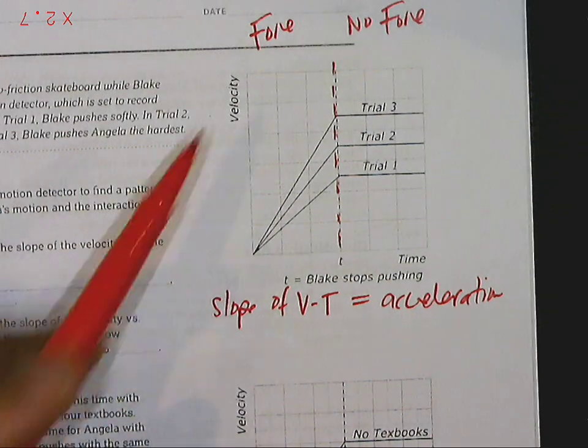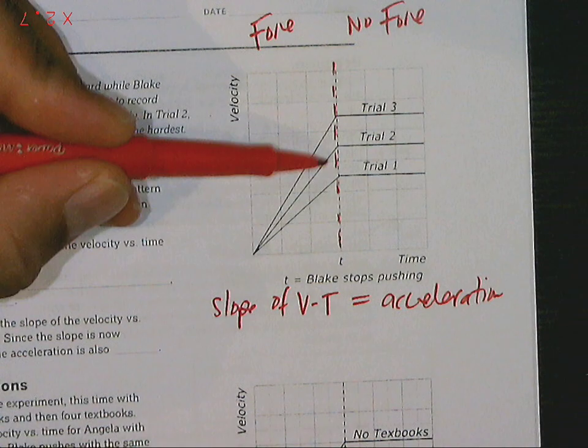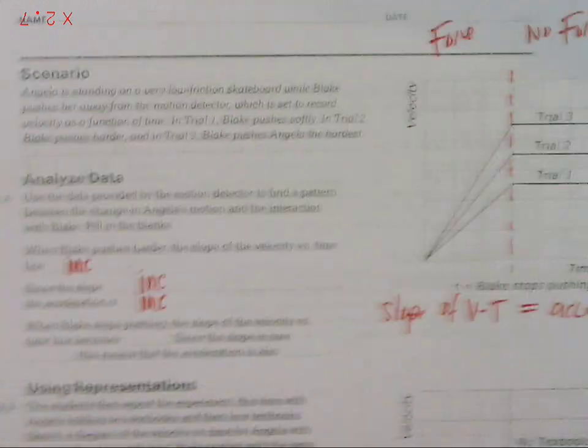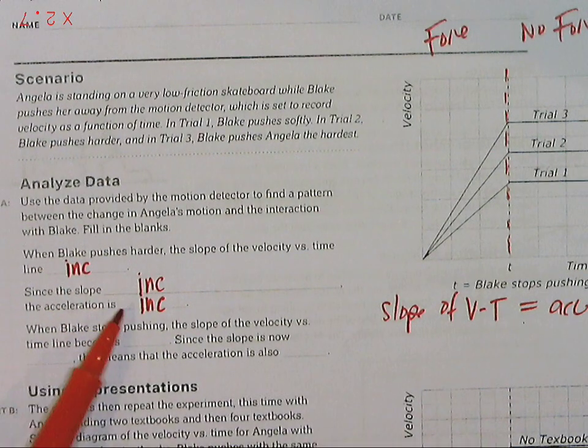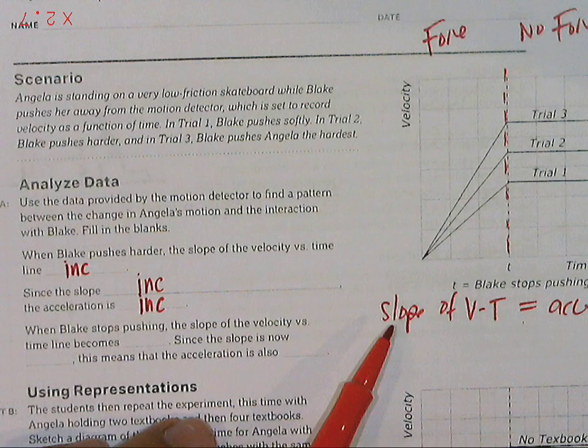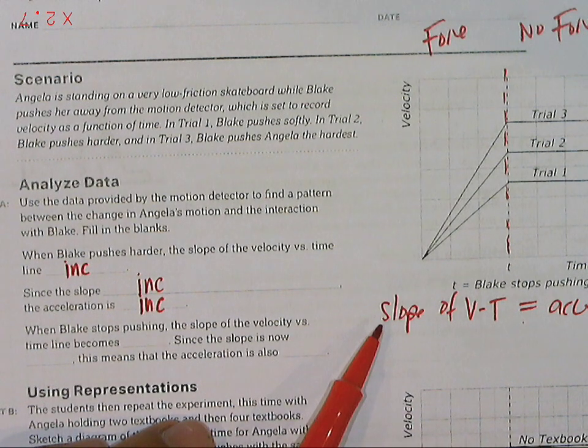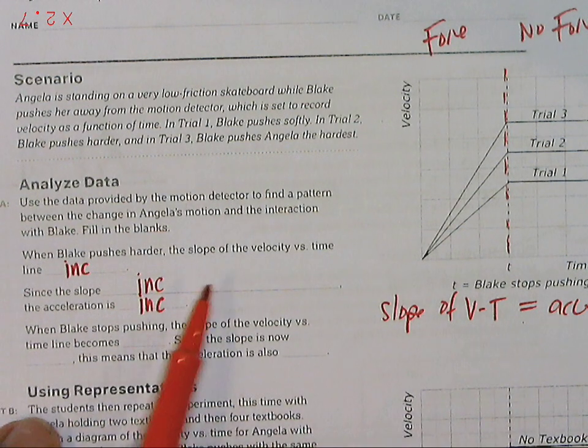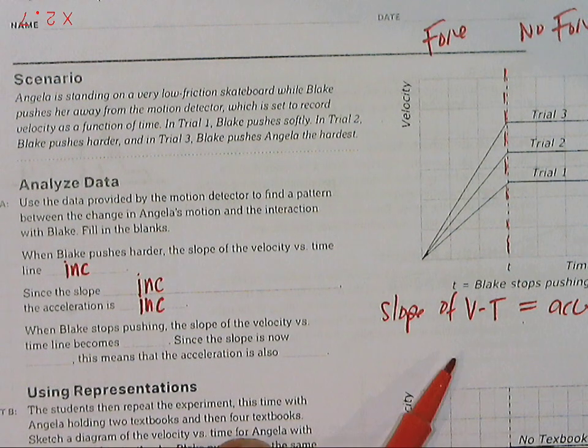And here we have a velocity time graph. The slope equals acceleration. So if the slope is increasing, the acceleration is also increasing because of this statement here. So this is the understanding, and this is the application of this understanding.